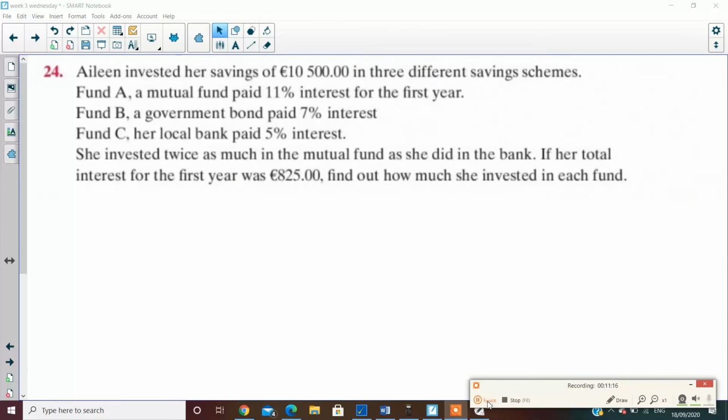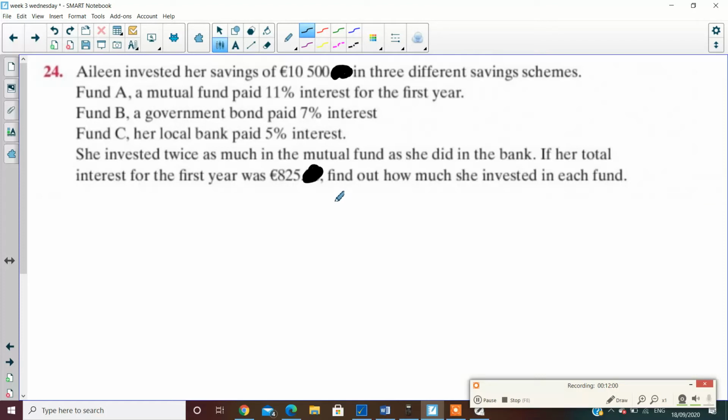Do this. Aileen, being a smart little chicken, invested her savings of €10,500. Get rid of those decimals, they're evil. In 3 different savings schemes. Fund A, a mutual fund, paid 11% interest in the first year. Fund B, a government bond, paid 7% interest. Fund C, her local bank, paid 5% interest. She invested twice as much in the mutual fund as she did in the bank. Her total interest for the first year was 825. Find out how much she invested in each fund.